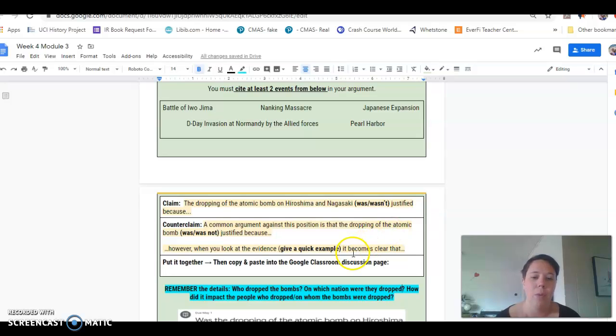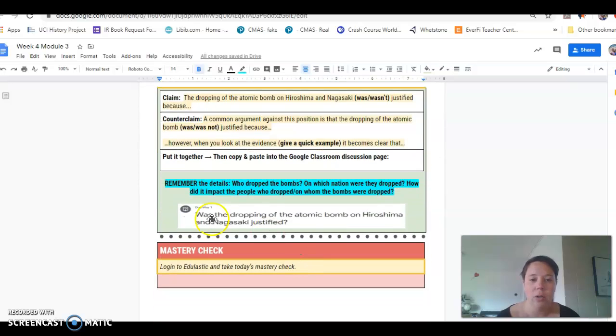and once you've done that, you've put it together in this, you can just copy, paste it over into the Google question that says, was the dropping of the atomic bomb on Hiroshima and Nagasaki justified? I am not going to have you respond to classmates. I just want to see, can you put it in there? It's going to be a quick check for completion on this module.